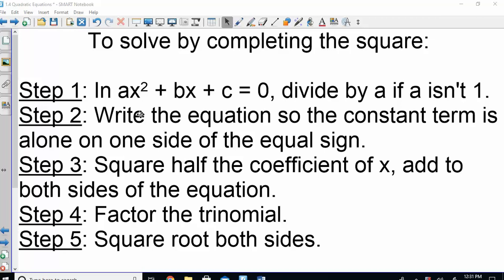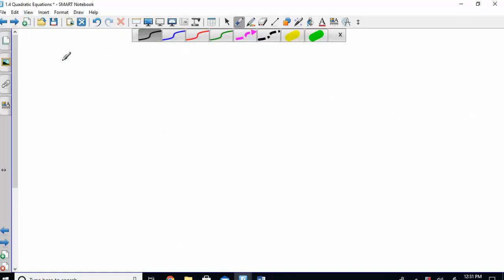We have to move the constant to the other side of the equal sign, so everything with the variable is on one side, the constant on the other. Third, we are trying to build a perfect square. And to do that, I told you you are going to take half the coefficient of x, square it, and add that to each side.